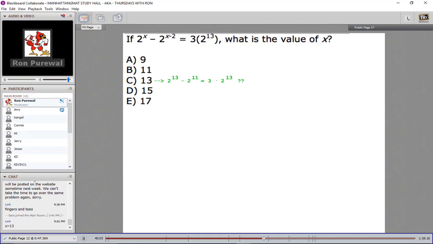You can't take a number, subtract something from it, and get 3 times the original number. So this whole thing is less than 2 to the 13th, and this is obviously more than 2 to the 13th. So that's not going to work.